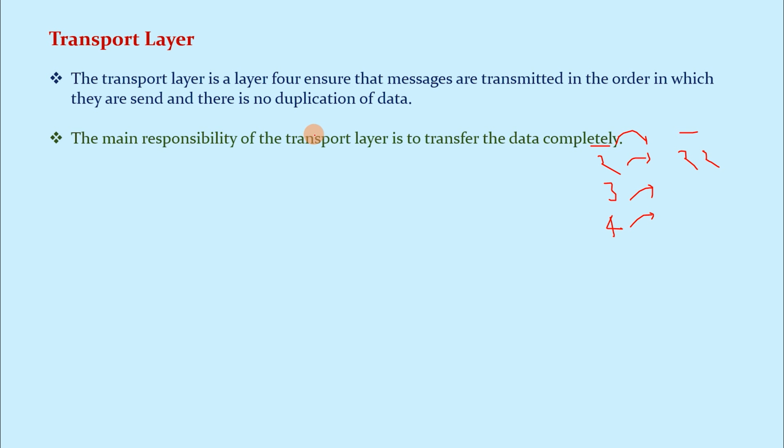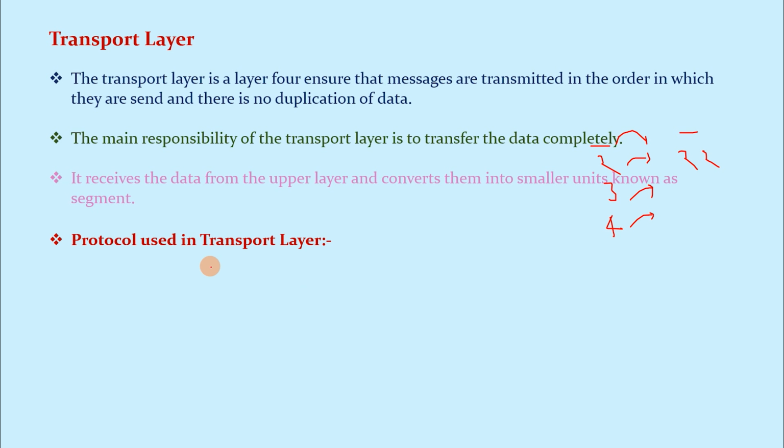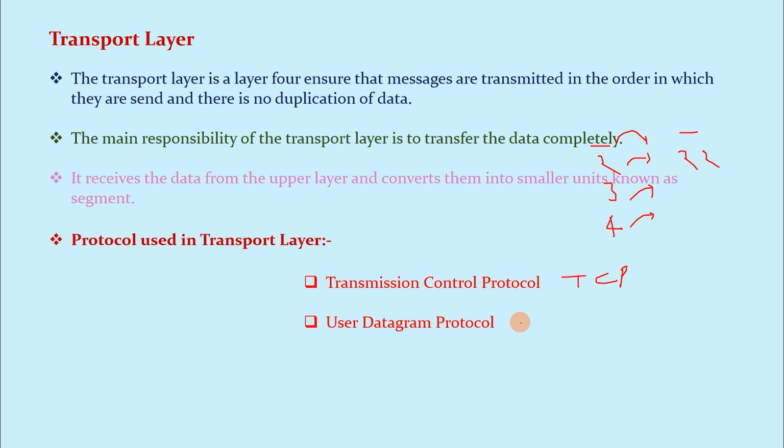The main responsibility of transport layer is to transfer the data completely. It receives the data from upper layer and converts them into smaller units known as segments. There are a few protocols that are used in transport layer which are mentioned here. Transmission control protocol, that is TCP, and then user datagram protocol, that is UDP. You may have heard the names of these two, TCP and UDP.